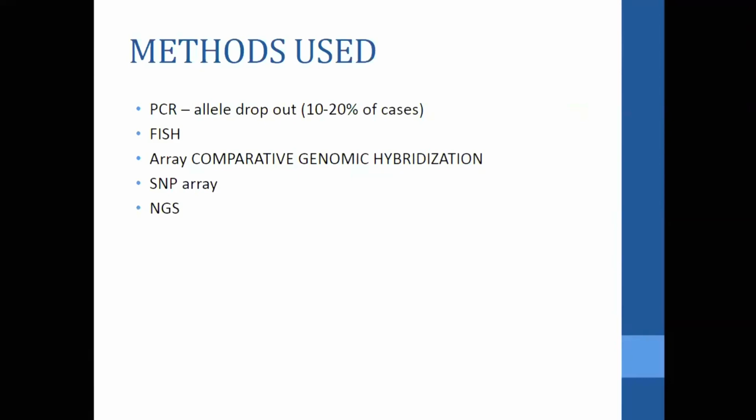The methods that can be used include PCR. In case of monogenic conditions, we will do PCR. If we are doing it for any chromosomal abnormality, then FISH or aCGH will be done. And in case of monogenic disorders, NGS can also be done.